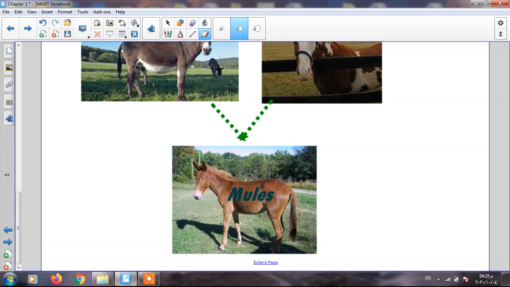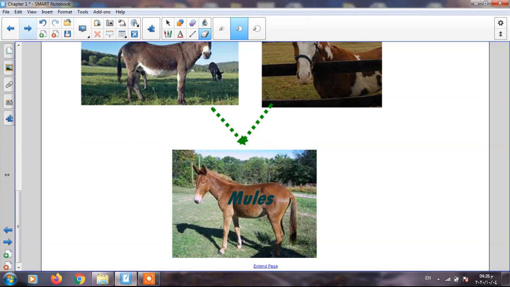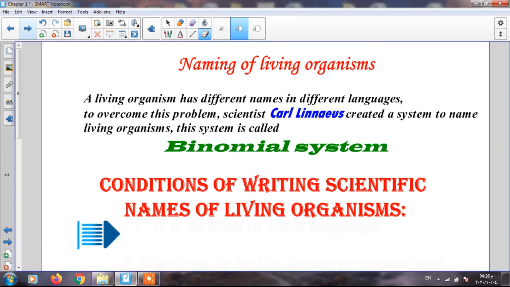Each living organism has many names in many languages, such as cat in English, قطة in Arabic, chat in French. So, a need appeared among scientists to name living organisms with one scientific name. There is a scientist called Carolus Linnaeus. Carolus Linnaeus created a system to name living organisms, and this system is called the binomial system. What is meant by the binomial system? Bi means two, nomial means names. I mean the name of a living organism consists of two names.